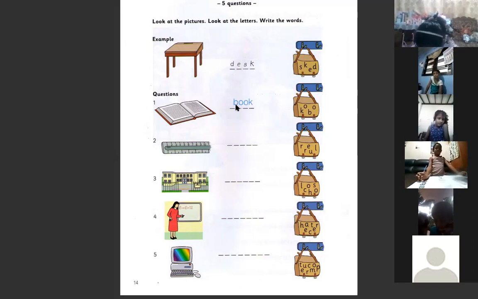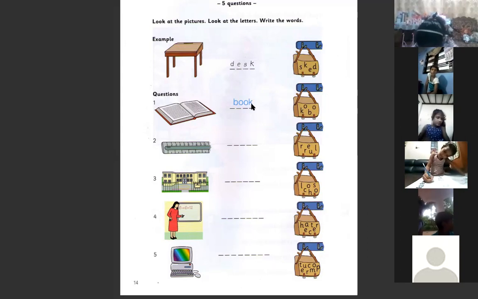Yes, now write B double O K. Now write the word B double O K, book.